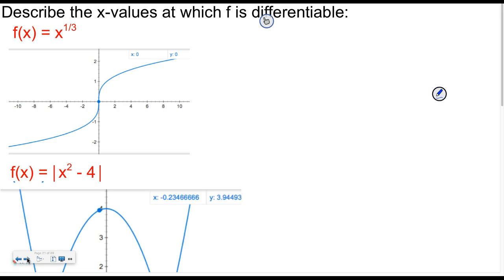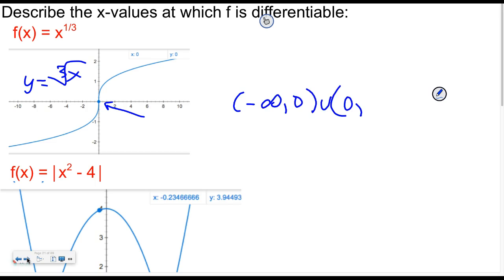At 0. Okay, so this is my problem right here. Of the 3 criteria, which one is that one breaking? It's got a what right there? Say it. Vertical tangent, yes, exactly. This is the cubed root of x function. It is not differentiable everywhere. It has an issue at 0. My tangent line is vertical. Vertical lines have undefined slopes. Do you get why the slope's undefined when it's vertical? So we can't have any of those. So I would say negative infinity to 0 union 0 to infinity.